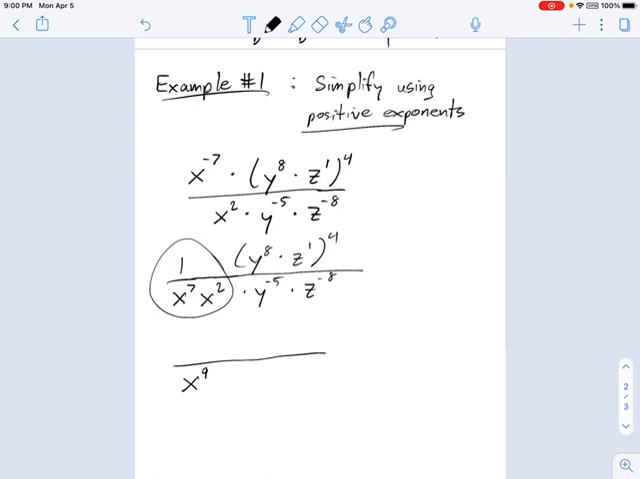Well, I want to deal with this y to the 8th right here, but if you look, it's kind of trapped inside this parentheses with an exponent on the outside. So let's just go ahead and simplify that. Y to the 8th to the 4th power, that's going to be y to the 32nd power. And z to the 1st to the 4th power is just z to the 4th power. And then on the bottom, we still have y to the negative 5th and z to the negative 8th.